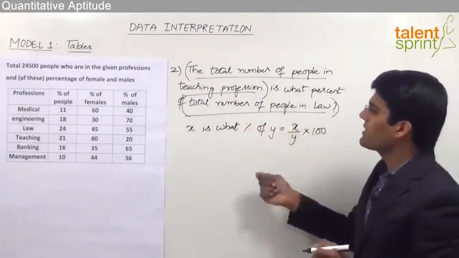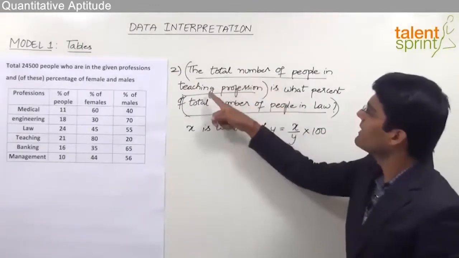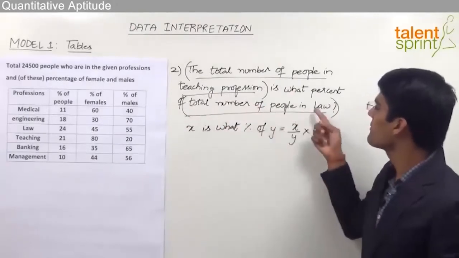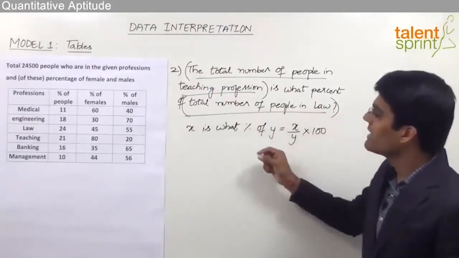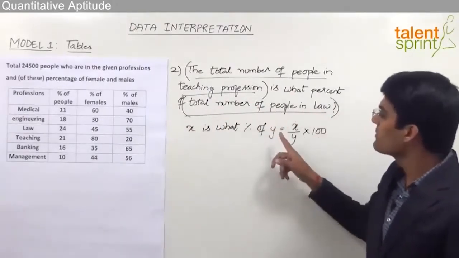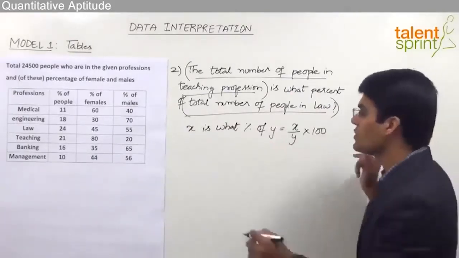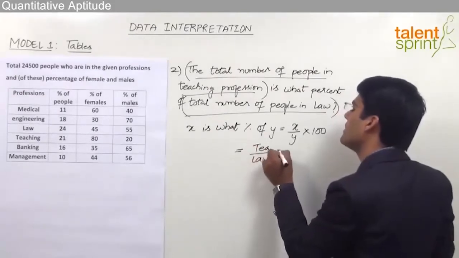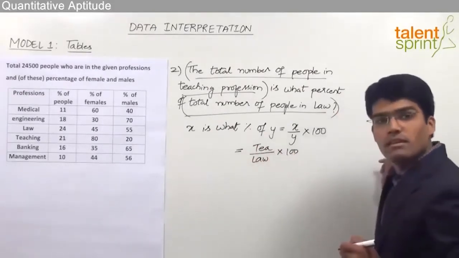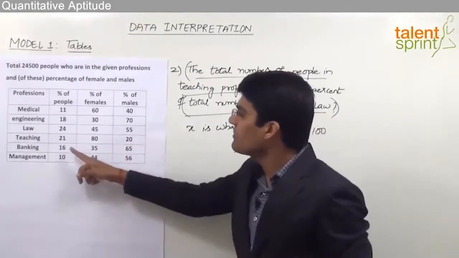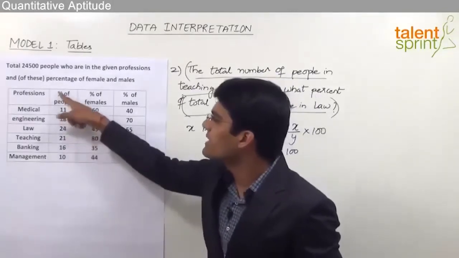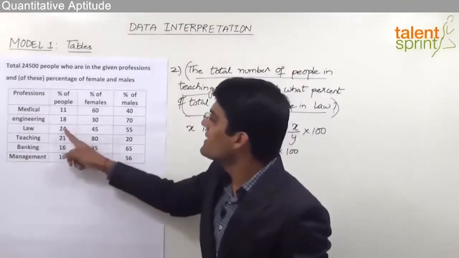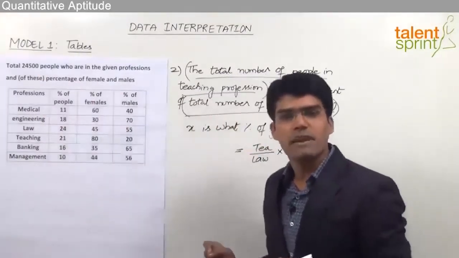Now with respect to this question, x is total number of people in teaching profession, and y is total number of people in law. So the answer should be taken as total number of people in teaching divided by total number of people in law into 100. Now if you observe the table here, number of people in teaching is 21% of 24,500 and number of people in law is 24% of 24,500.